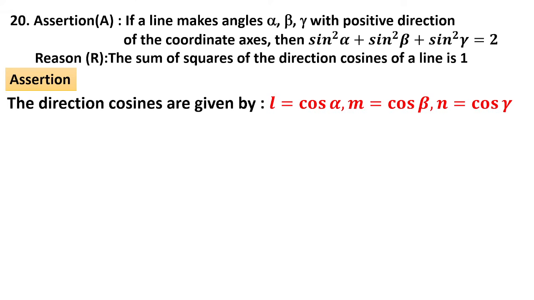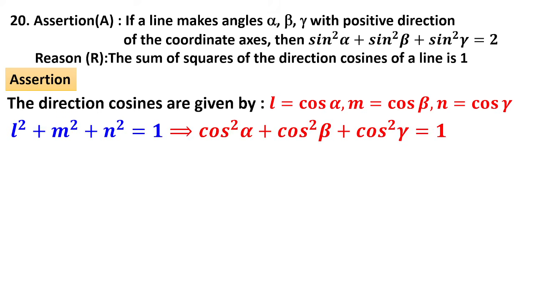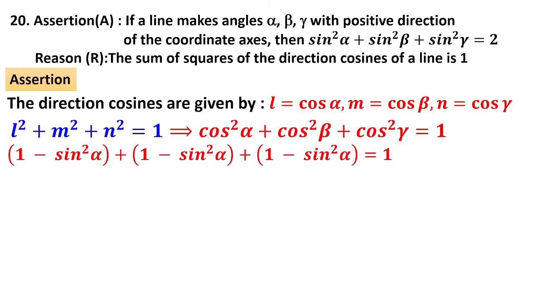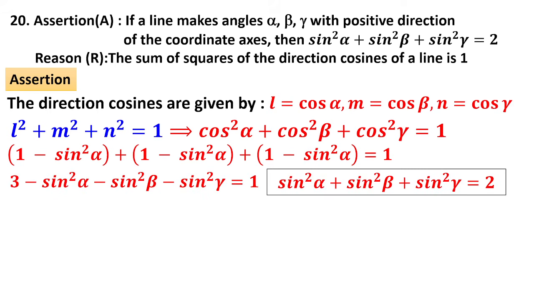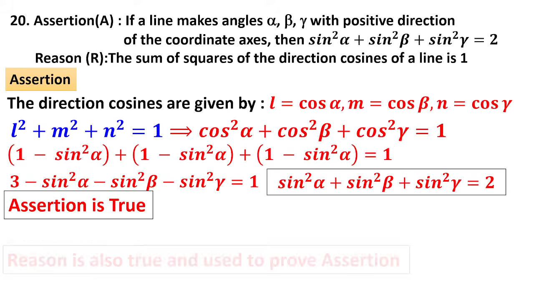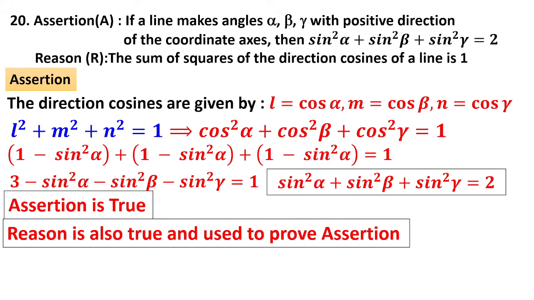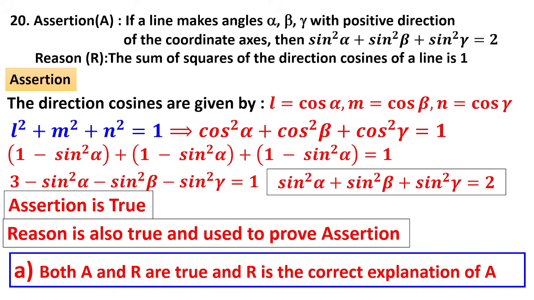For that, I am starting with L is equal to cos alpha, M is equal to cos beta, and N is equal to cos gamma. L square plus M square plus N square is 1. What is cos square? It is 1 minus sine square. I am putting 1 minus sine square everywhere. Then I am getting sine square alpha plus sine square beta plus sine square gamma is equal to 2. Therefore, the assertion is true. Reason is also true, and it is used to prove the assertion. Therefore, both A and R are true, and R is the correct explanation of A.